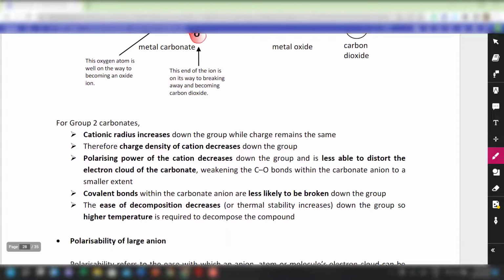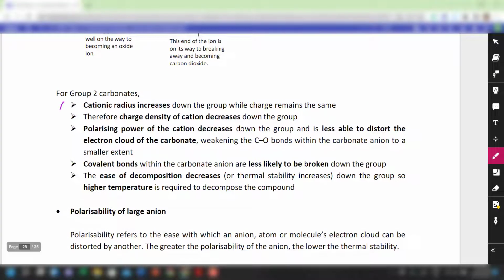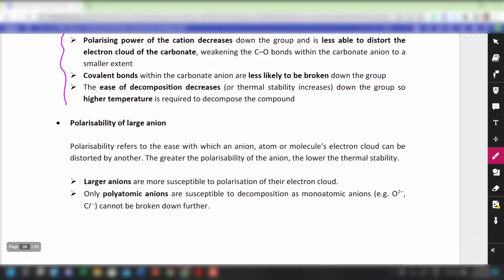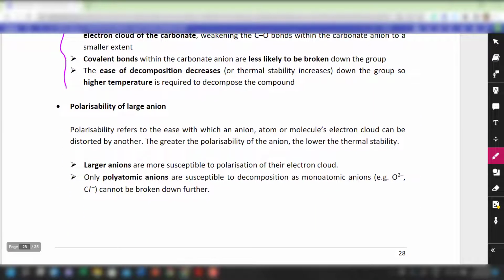So the key explanation is given here. Again, there isn't a need for you to memorize. The main idea is to focus on number one, the polarizing power of the cation decreases down the group, and therefore number two, their ability to distort the carbonate electron cloud decreases. And then number three, the internal critical covalent bonds within the carbonate get weakened to a smaller extent. So it is harder to decompose, and therefore I require a higher temperature to effect the decomposition.